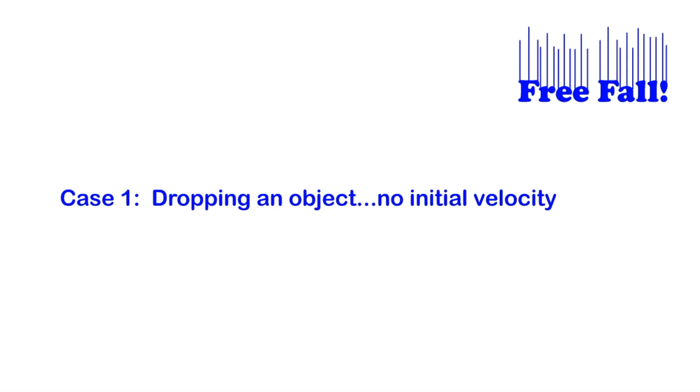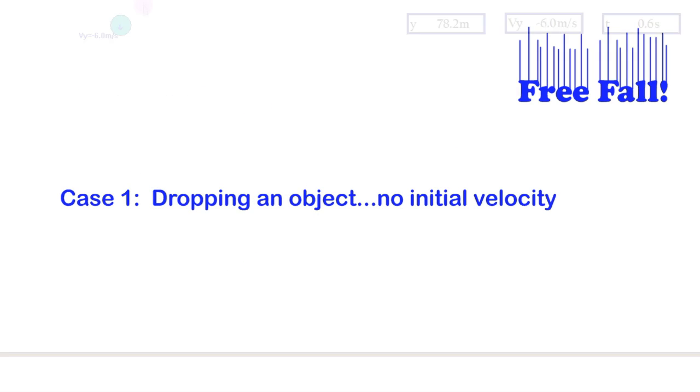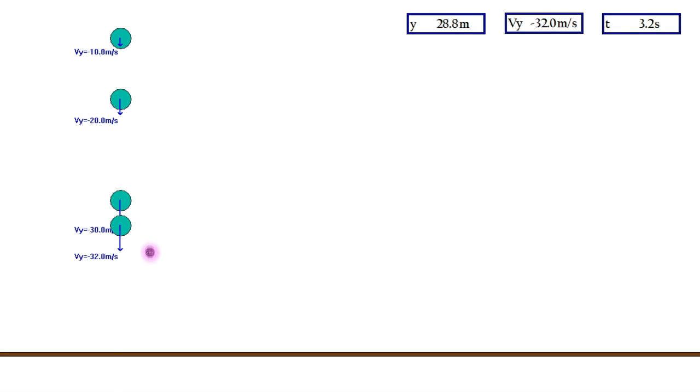Dropping an object with no initial velocity. In this particular example, we're going to drop an object and it's going to be going originally at no velocity. As it falls and reaches that first second of time, it will obtain a negative 10 meters per second velocity, which means it's going down, and will have fallen only 5 meters from the original 80 meters. So it's now at 75 meters.